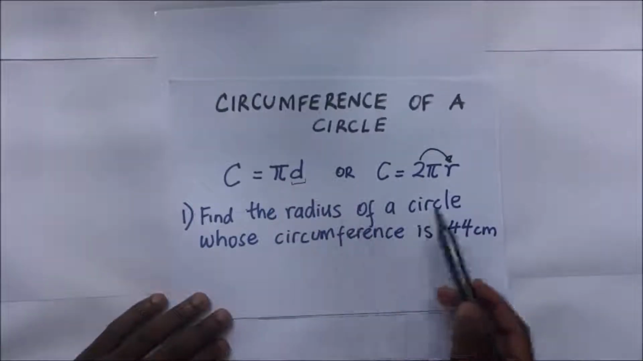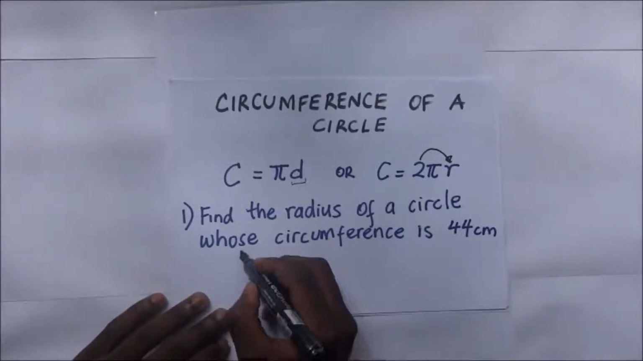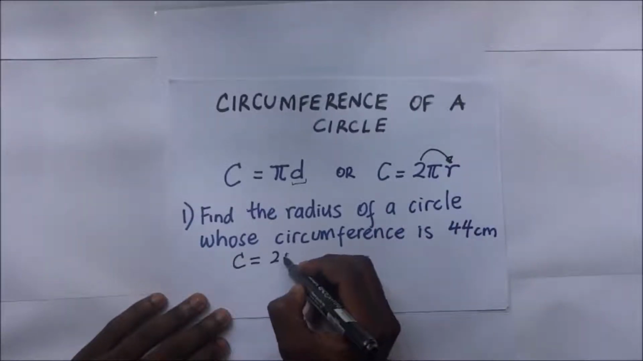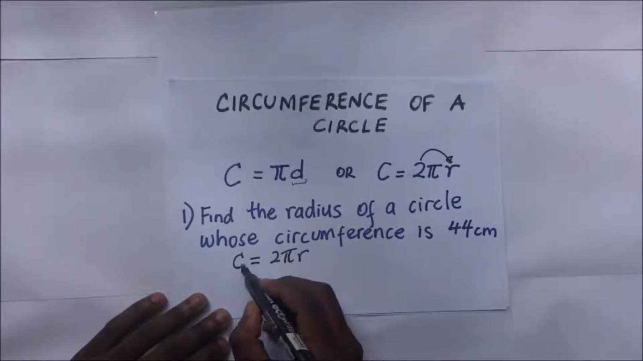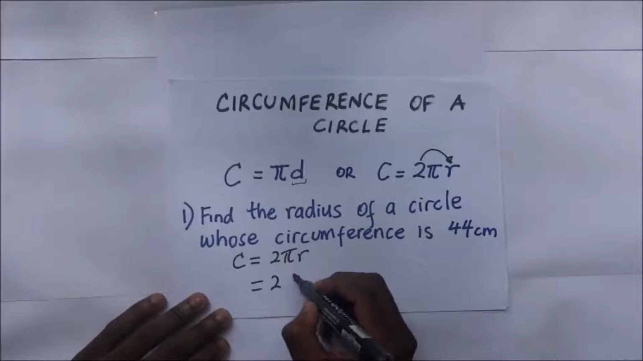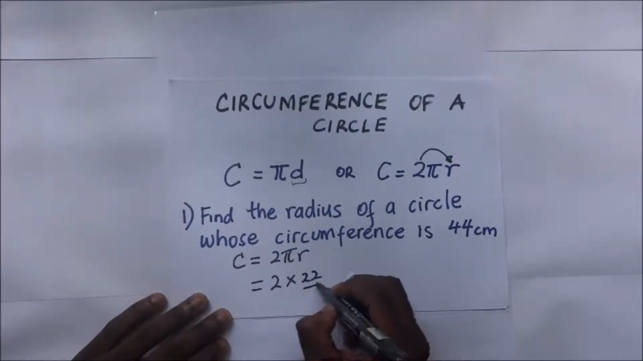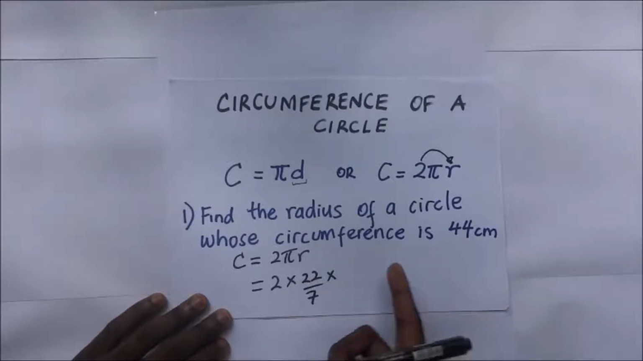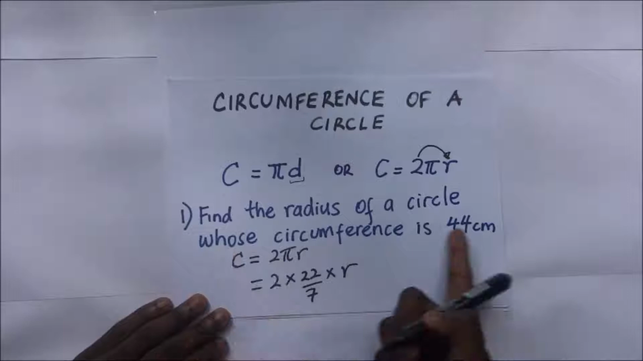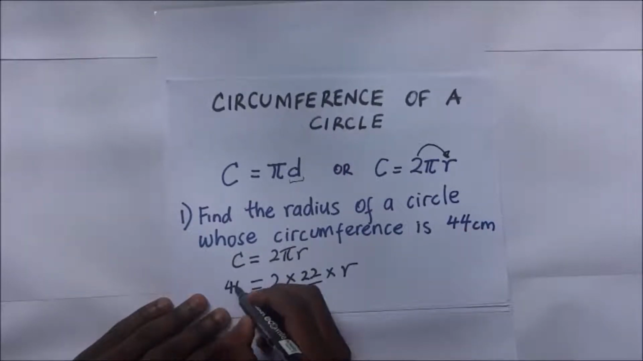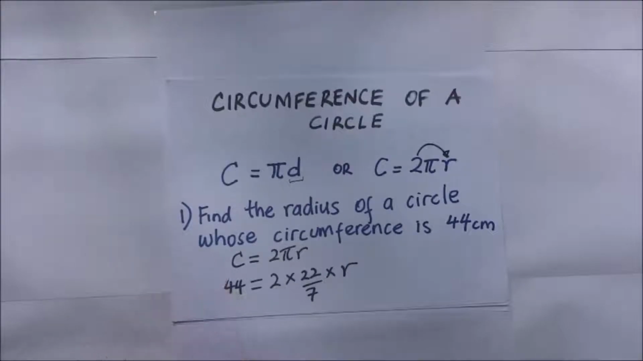So to find the radius of a circle whose circumference is 44 centimeters, we simply put that formula that the circumference of a circle is given by 2 pi r, and we know that it's going to be 2 times pi. Pi is 3.14, or 22/7, times the radius. Now they are asking us to find the radius of the circle whose circumference is 44 centimeters. So the circumference is 44. Then we get our value of r.